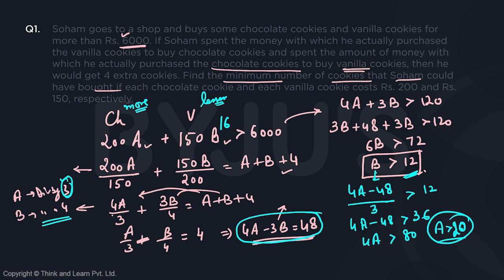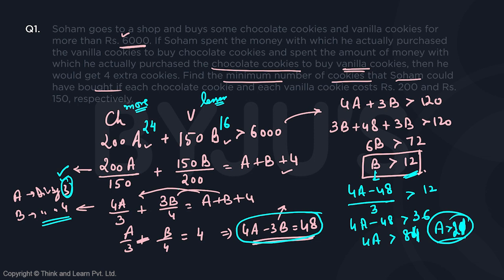I'm sorry, once again, it was 84, so 84 divided by 4 is 21. So A should be greater than 21 and it should be divisible by 3. So greater than 21 and divisible by 3 is minimum 24. I'll have to purchase a minimum of 24 chocolate cookies.